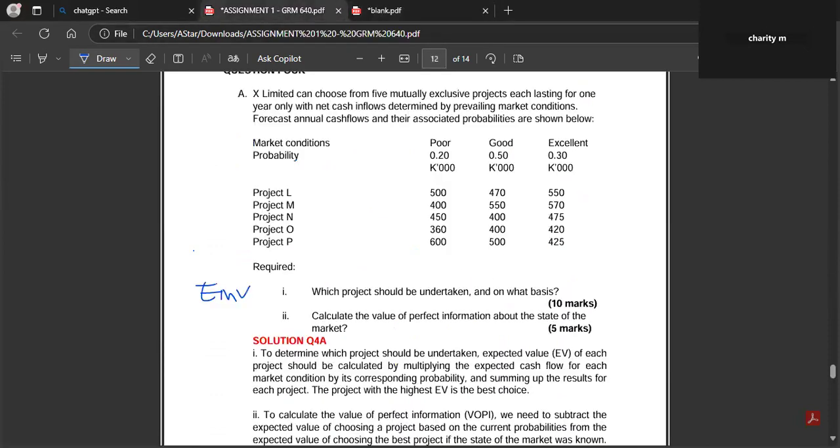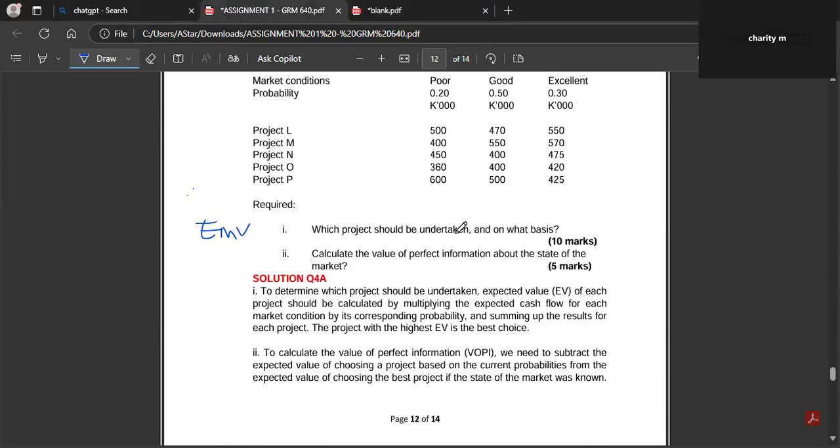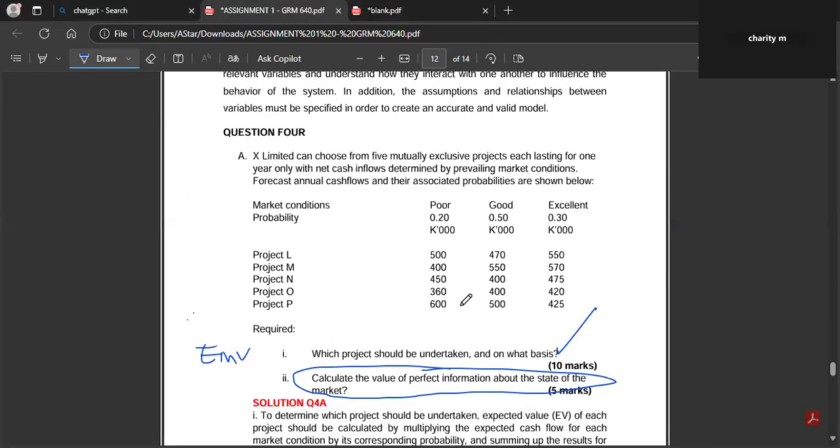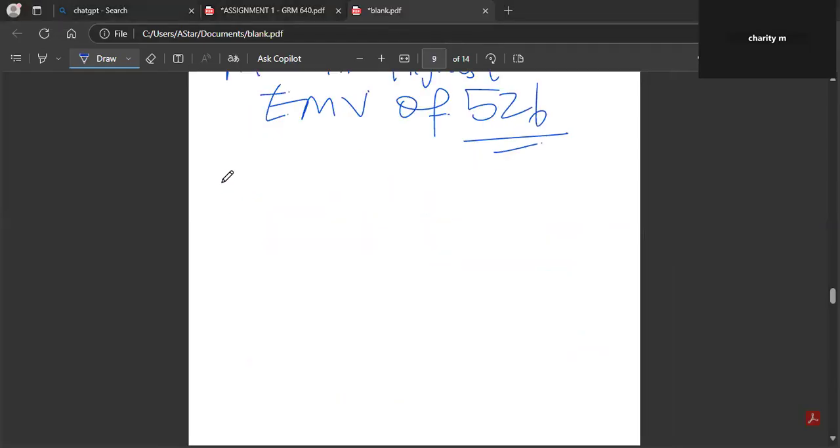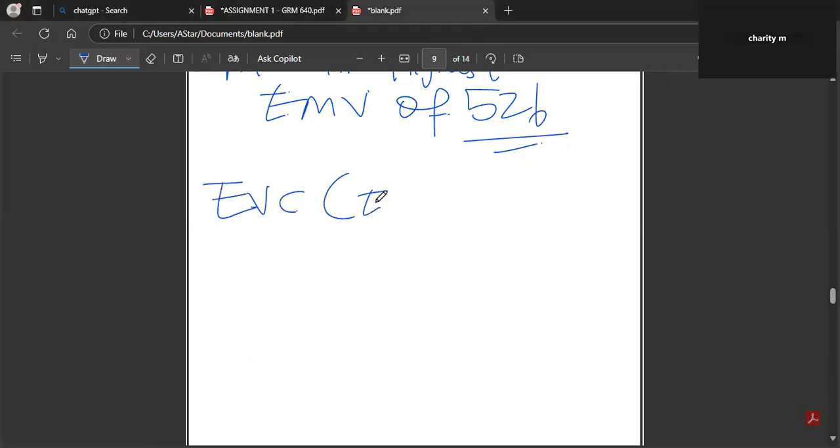The other question says what? Check the question here. So we have not done our 10 marks there. Calculate the value with perfect information, right? Value with perfect information. Okay, so we will come here. First, find EVC. What is EVC? The expected value with certainty.